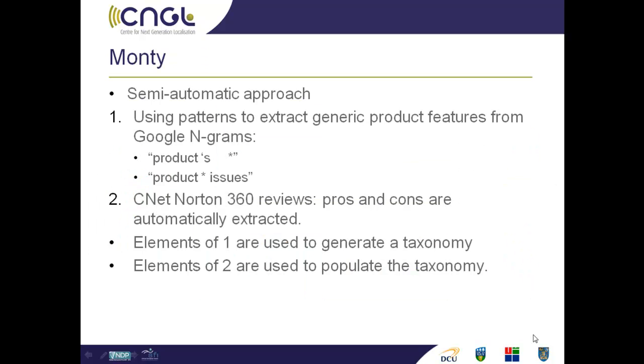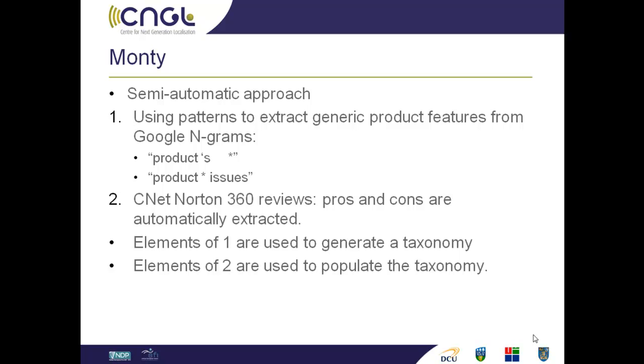The construction of the ontology is a semi-automatic approach. So what we are doing basically is using patterns to extract generic product features from Google Ngrams. For example, products star or products star issues. So this star is going to give us the features of a product. So we selected the ones that are related or more related to Norton 360.